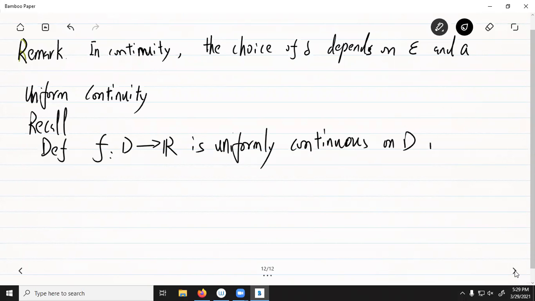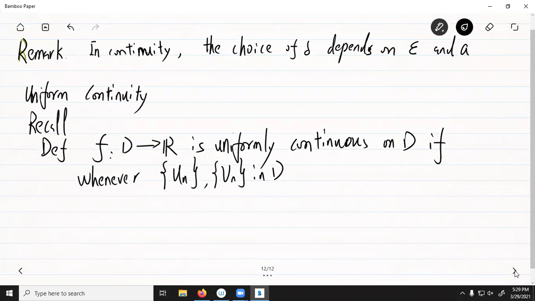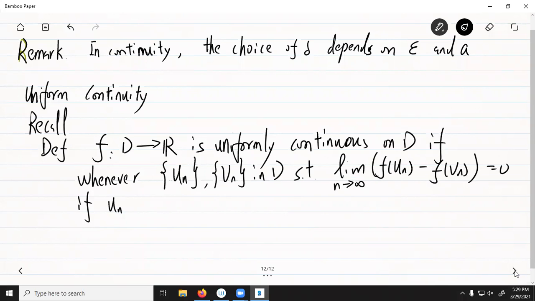on the domain D, if whenever two sequences Un and Vn in the domain D are such that the limit as n approaches infinity of f of Un minus f of Vn is equal to 0, that is, if Un and Vn have the limit of the difference being 0, right? This is the definition for the uniform continuity we use in the sequence.